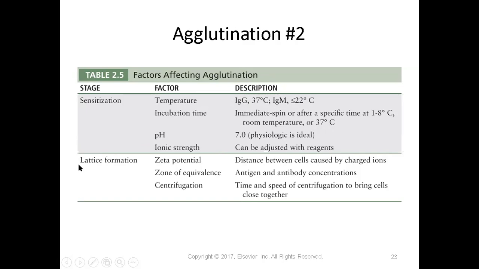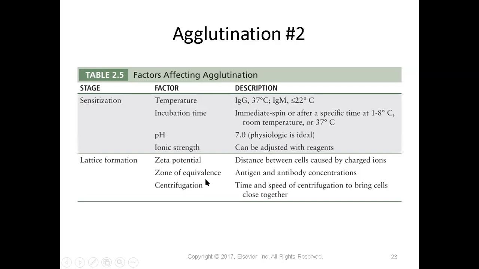When we move on to lattice formation, the ability of that cross-linking to occur, think about a lattice fence, how different pieces of the fence cross over to form the barrier, so to speak. There are a couple of things that are important. We're going to look at each one of these in a moment. Zeta potential is the normal space that exists between red cells. We'll look at a picture of that.